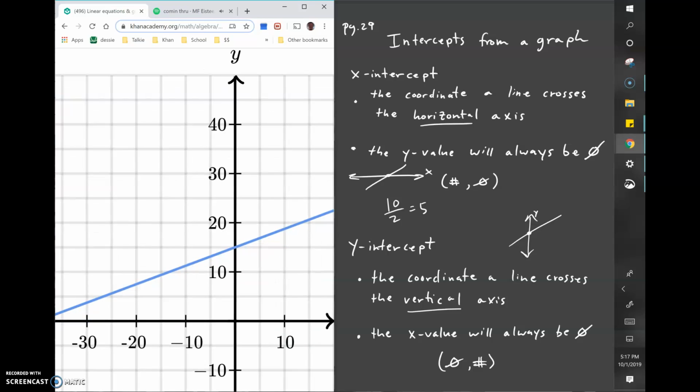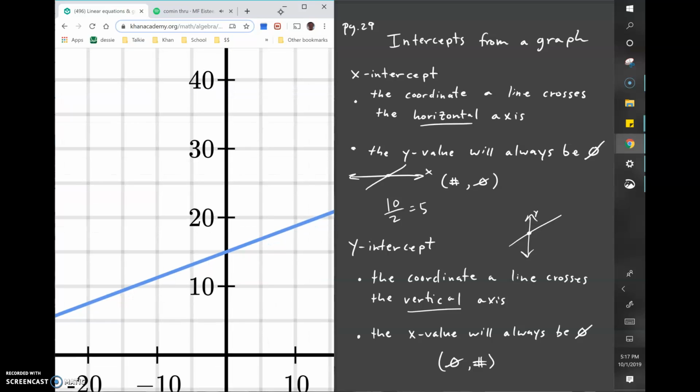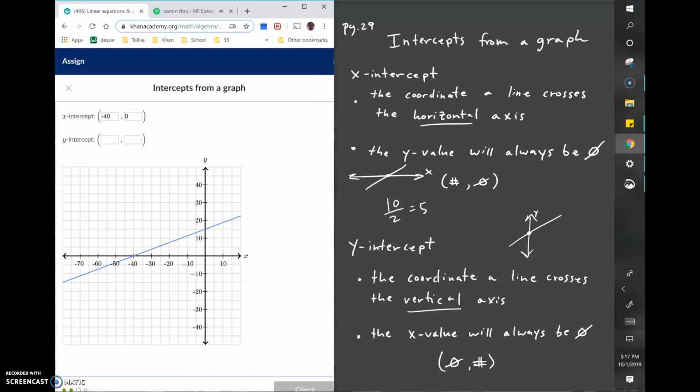And the y-intercept is crossing between 10 and 20. So add 5 to 10, that'd be 15. So the y-intercept always has an x value of 0.